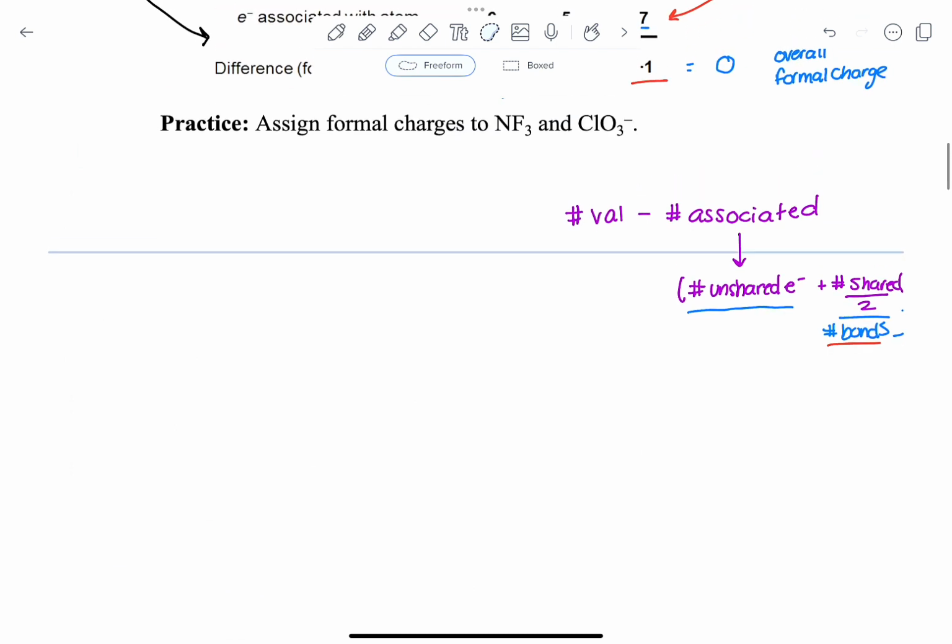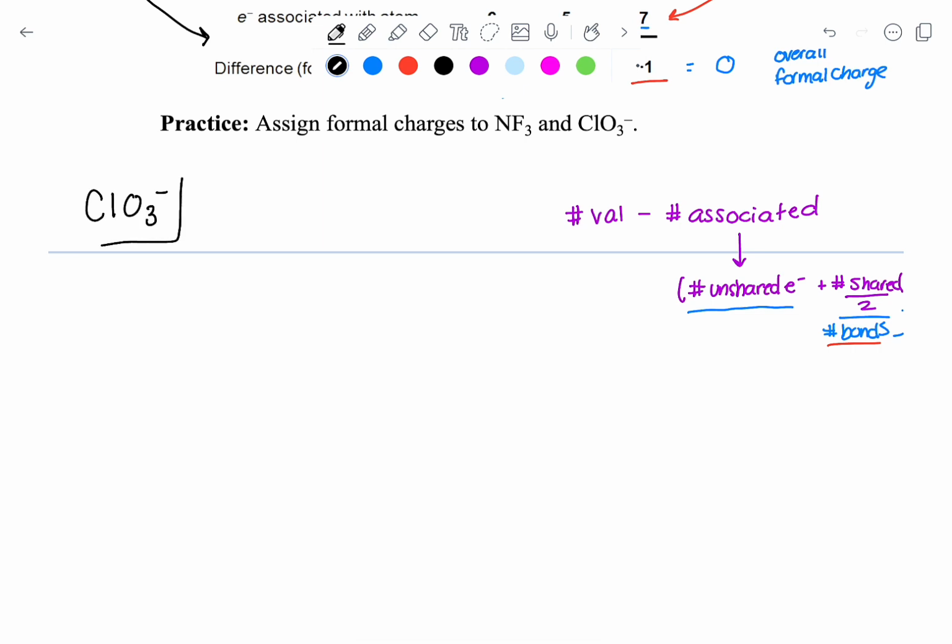Okay, so next up we're going to do ClO3 minus. So the first step of drawing Lewis structures is to count up our valence electrons. Chlorine has 7. For oxygen, there's 3 of them, and each oxygen has 6 valence. And because this has a charge of -1, we have to add 1 extra electron. So in total, I have 26 electrons to work with in this structure.